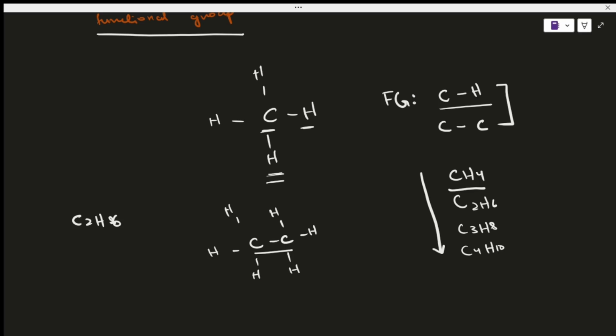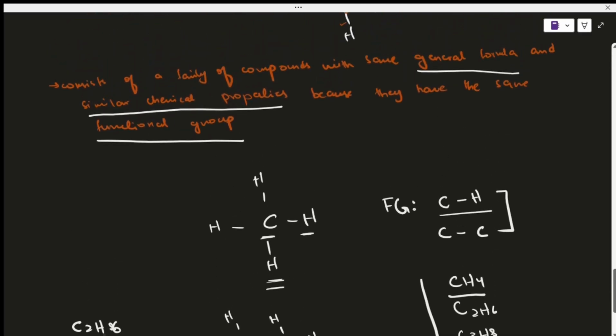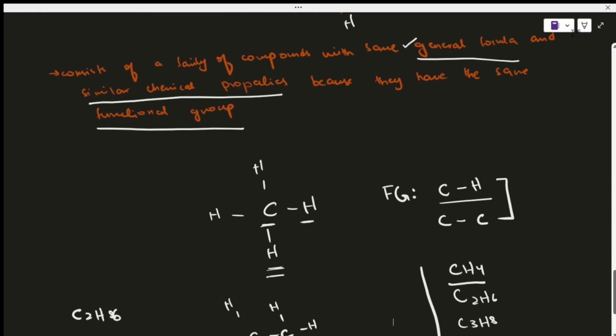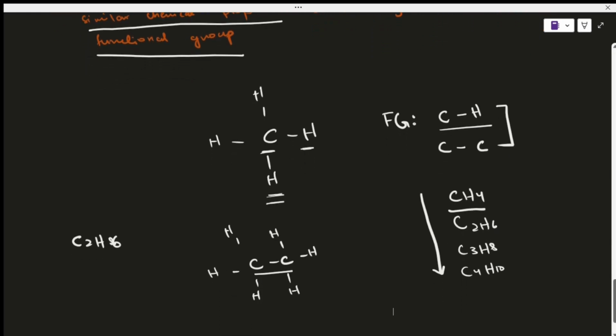Now let's go back up again and see what the other parts were. Similar chemical properties and the general formula here. We'll see the whole general formula in a while, but let me just give you a quick introduction to that. Now here you have CH4, one carbon and four hydrogens, and then you have C2H6, then C3H8, then C4H10.